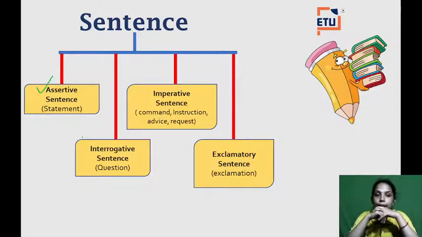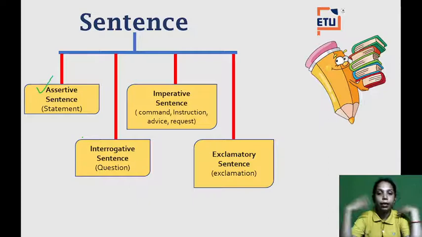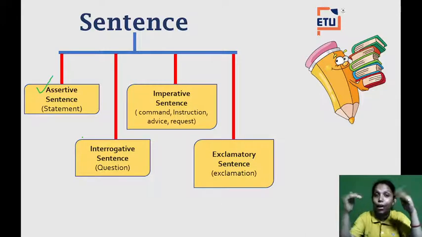Assertive sentence is a statement. It does not show you any emotion. It is not questioning you. It is not showing you any sudden reaction or something like that. It is just a simple sentence. Ram is a boy. My name is Amrita. Do you find any anger, any happiness, any question in this sentence? It's just a plain sentence. Assertive sentence is also known as a declarative sentence, and also known as a statement.